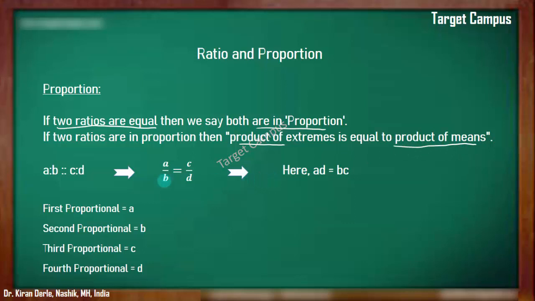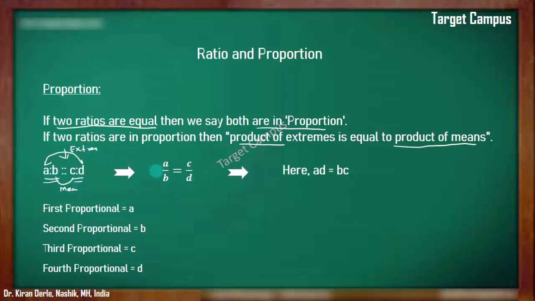What does this mean? See, these are two ratios. A is to B is in proportion with, so this is the symbol of proportion, right? So A is to B is in proportion with C is to D. So extreme terms are A and D, and B and C are mean terms. These are mean terms and these are extreme terms, right?